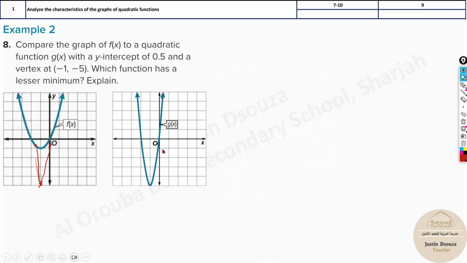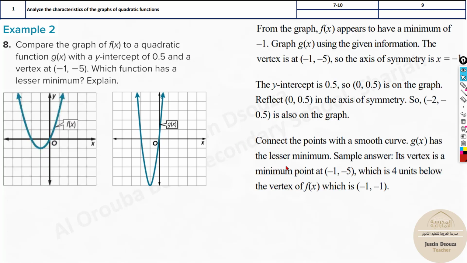See, it's very narrow. And now we can see the lesser minimum will be at the g of x graph. And these are the vertices. This is the vertex for this one. The f of x is having a vertex of (-1, -1). That's it. Simple comparison, nothing much over here.